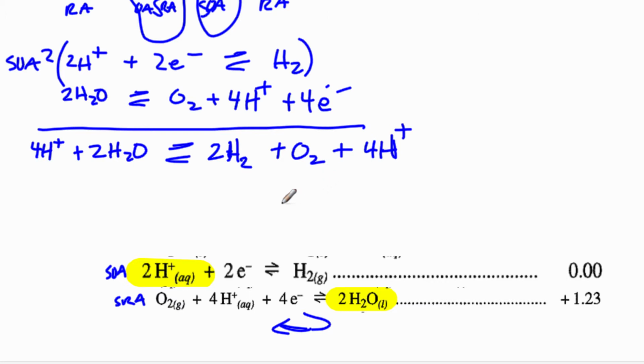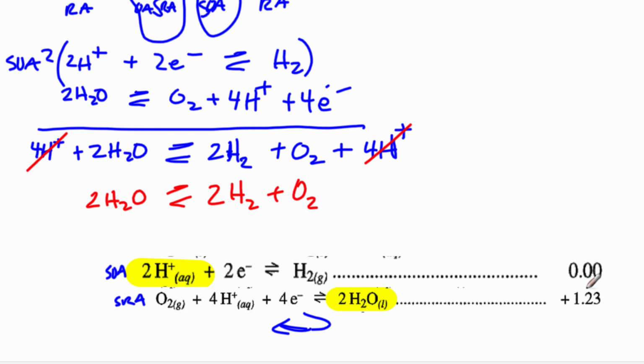Now one interesting thing that happens here is that I have 4H plus on this side and I have 4H plus on this side. Well, if I can cancel the electrons out, because they're identical, then these 4H pluses will cancel with those 4H pluses. So really, my net reaction is only 2H2O in equilibrium with 2 hydrogen gas plus O2. I like to just confirm to make sure that everything's still balanced. 4 hydrogens, 2 oxygens, 4 hydrogens, 2 oxygens, it is.